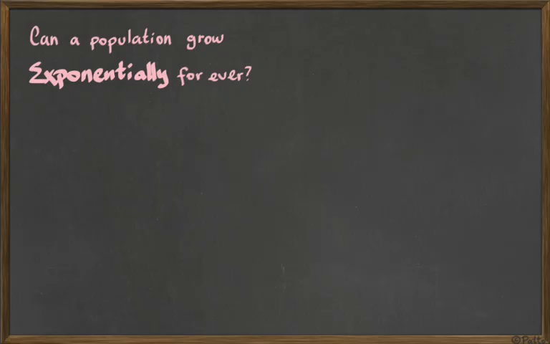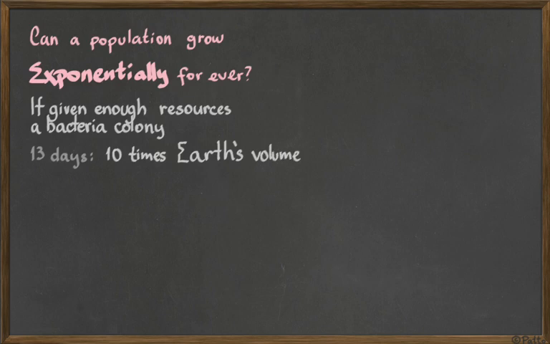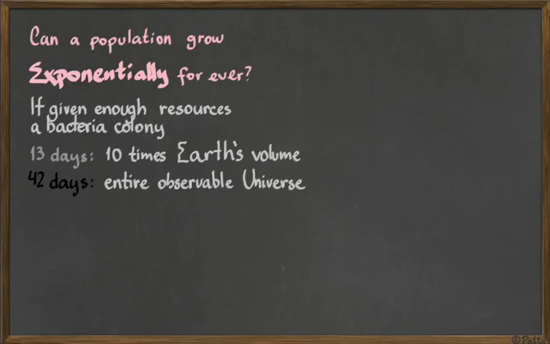Okay? The question is, can a population grow exponentially forever? What do you think? Yes? No? So let me tell you this. If you make a colony of bacteria, and you give enough resource for that, in 13 days, multiplying around every 1 hour, 1 hour and a half, making about 7 or 8 generations a day, that bacteria population will have 10 times the volume of planet Earth in 13 days. So that's quite big. And actually, in 42 days, it will have the volume of the entire observable universe.